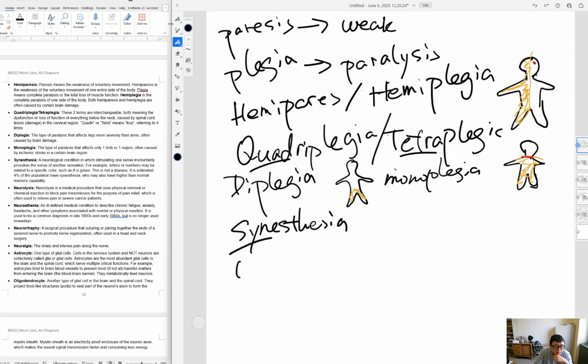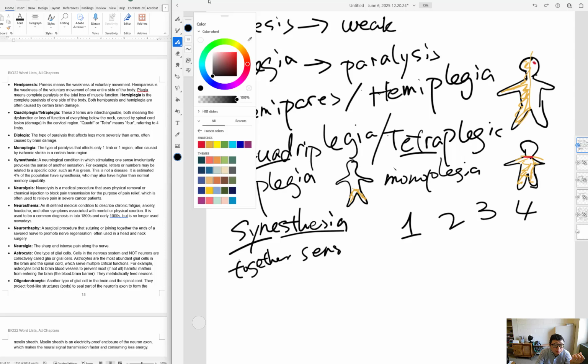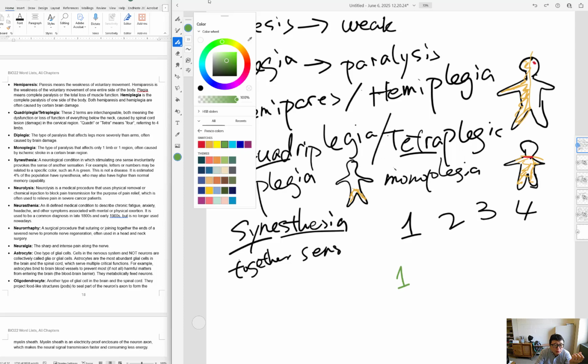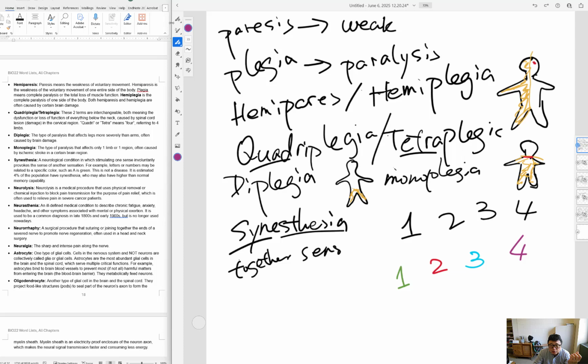Synesthesia. Synesthesia, together, the same thing. For example, 1, 2, 3, 4. In most people, they just know the number. However, in some people, 1 is green, always green. Whenever they say 2, they remember red, whenever they say 3, blue, and 4, purple, etc. So this is otherwise unrelated sensing.